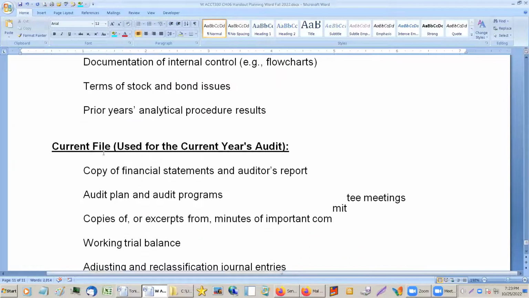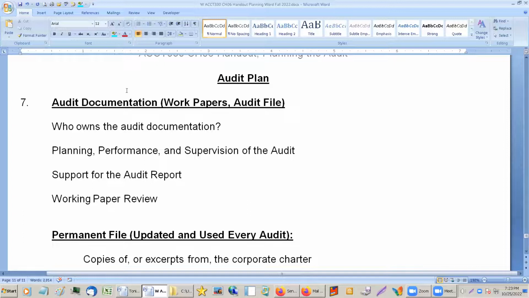Okay, I think this is near the end of it. Okay, good. Audit plan.